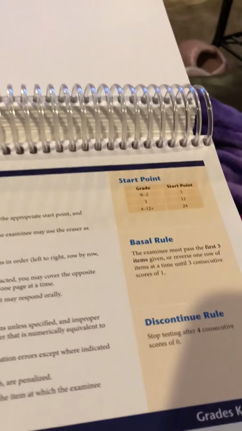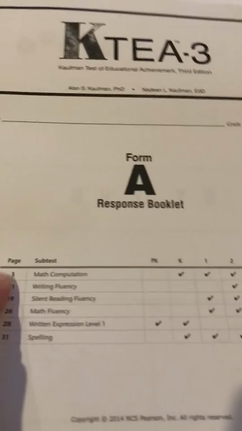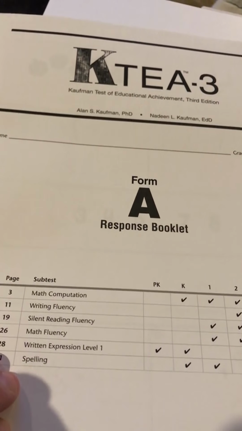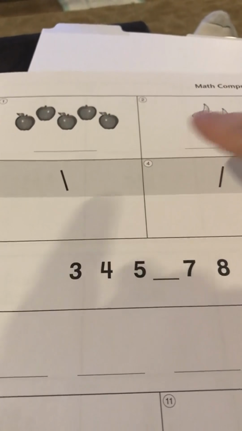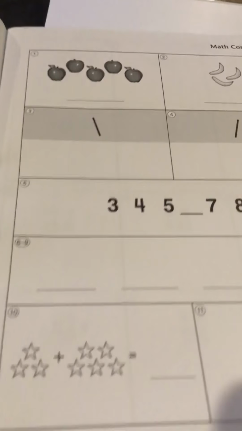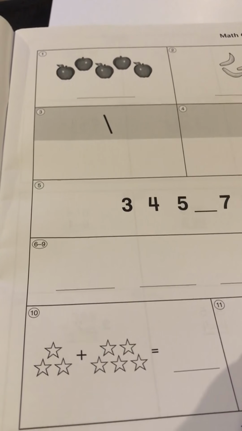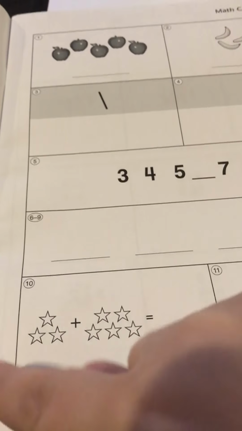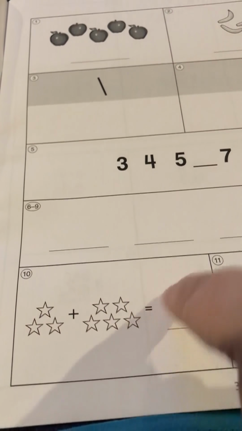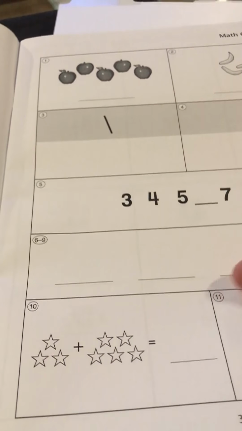This is where you're going to pull out the response booklet. Math computation starts on page 3. And there's the apples, okay? And so your student will write there. Some things, there's blanks there, and so you're asking them to do things. Some things you're giving directions, but then they have a picture here, okay?